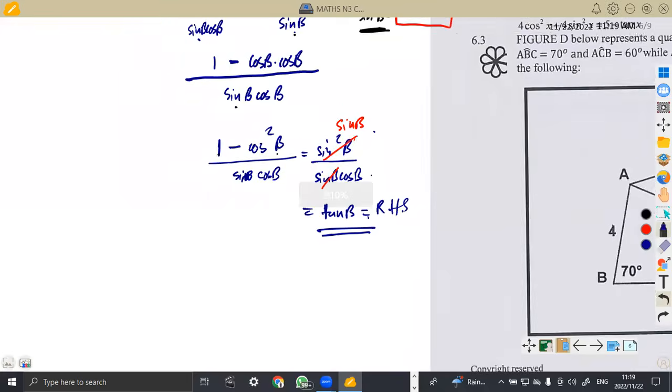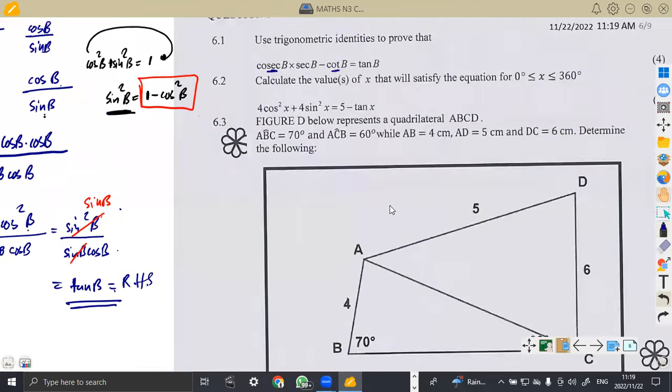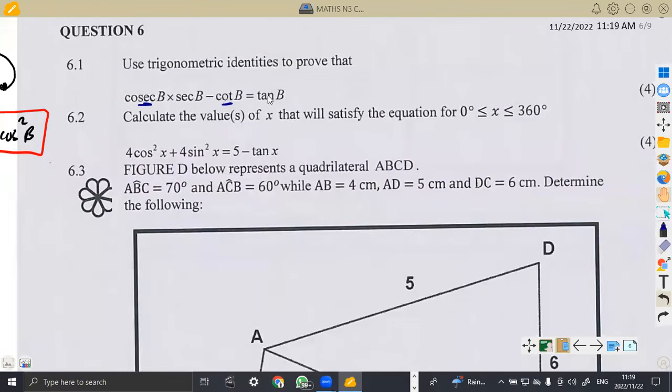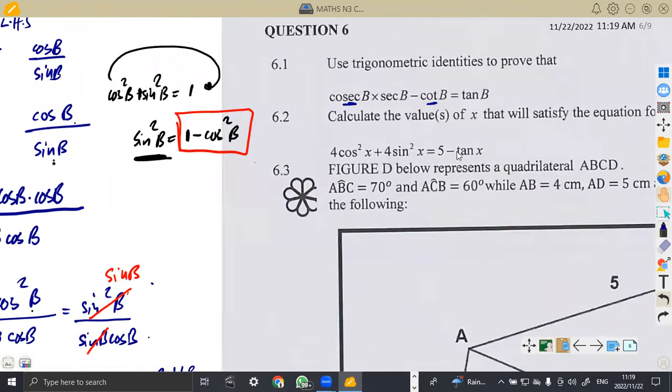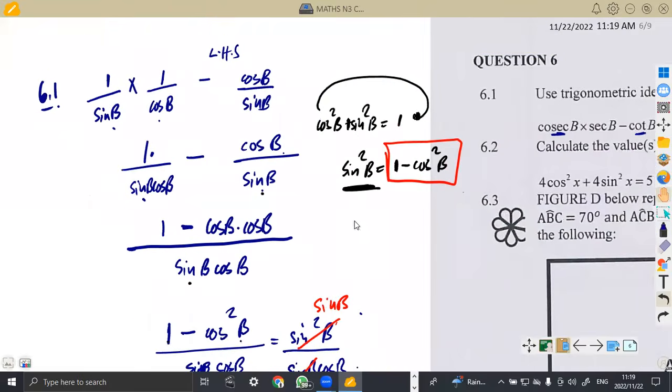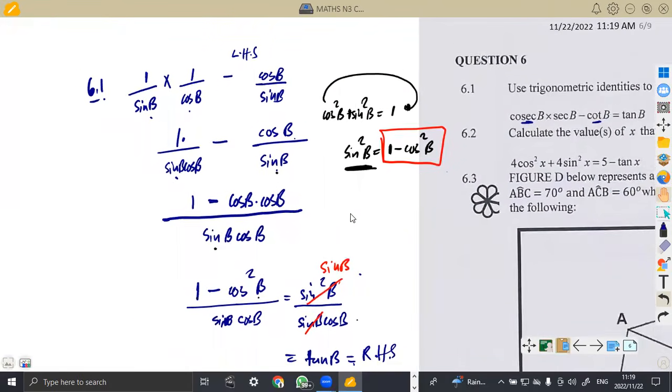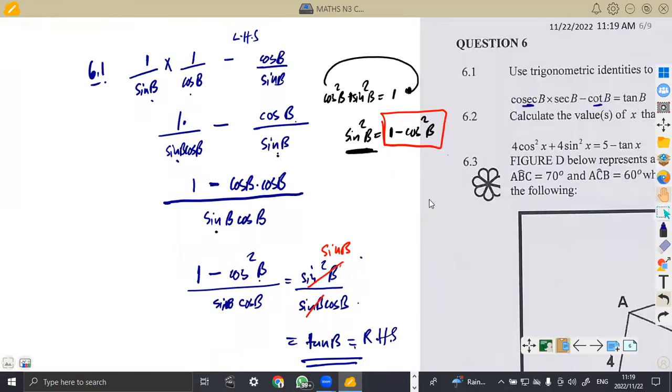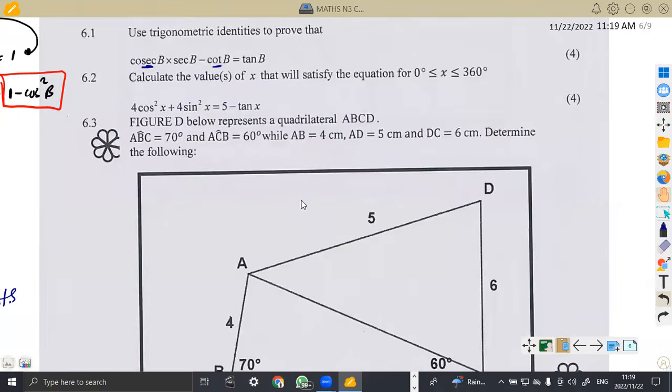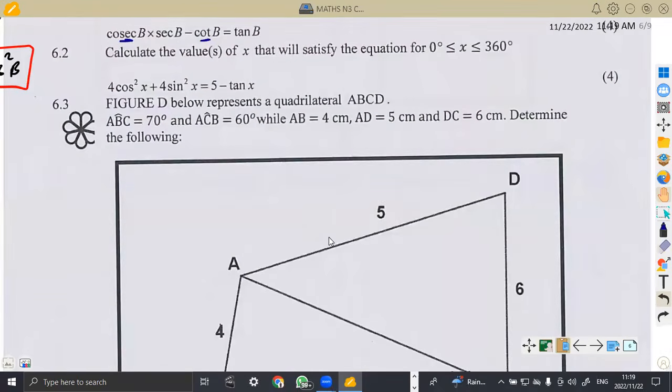Remember, on the right-hand side, that was a tan. In this case here, we are asked to prove this is going to give us a tan. So that is what we're supposed to have. In this case, 6.1, proving the trig identity. Okay, 6.2, calculate the values of x that will satisfy the equation.